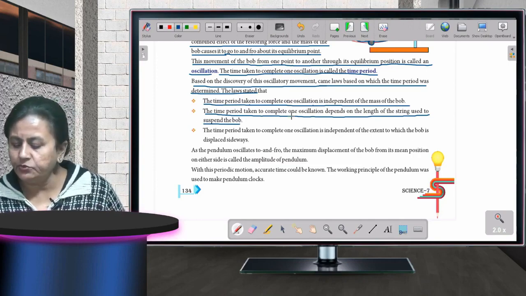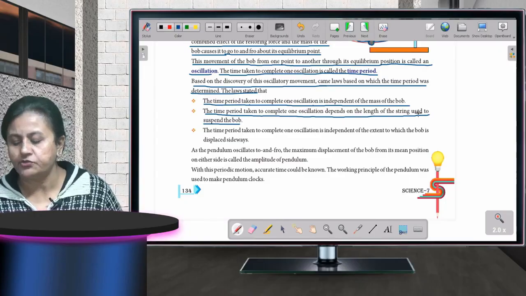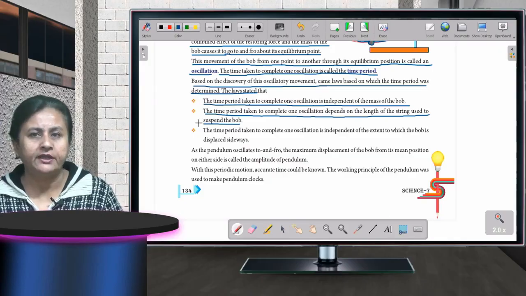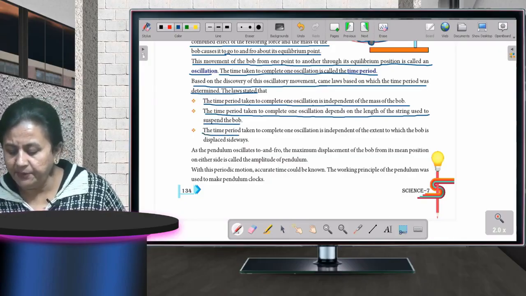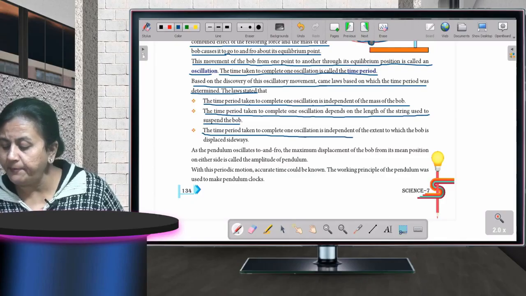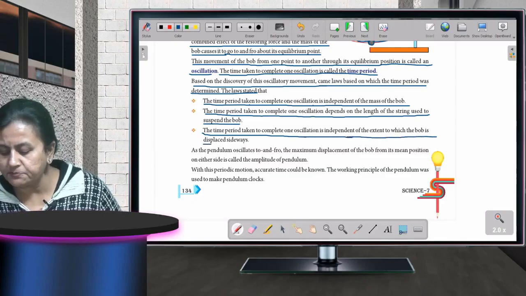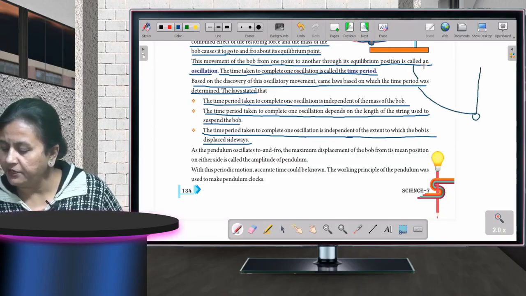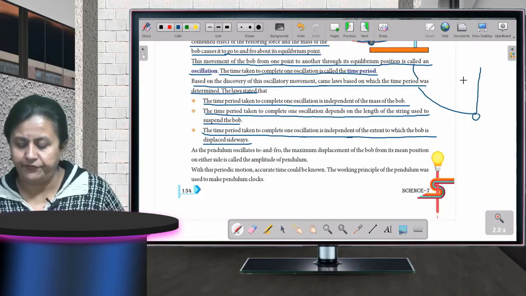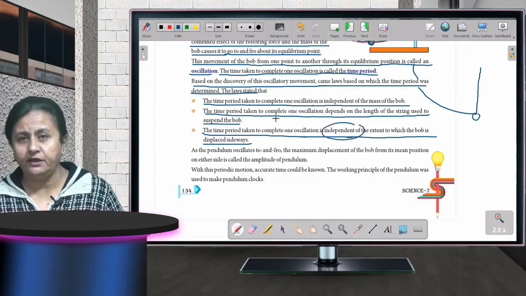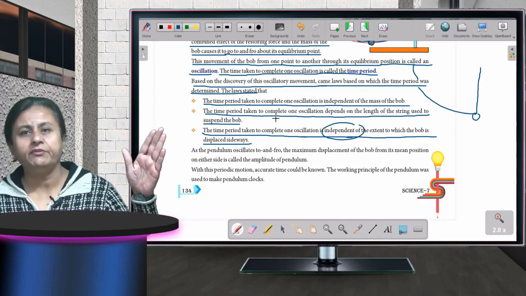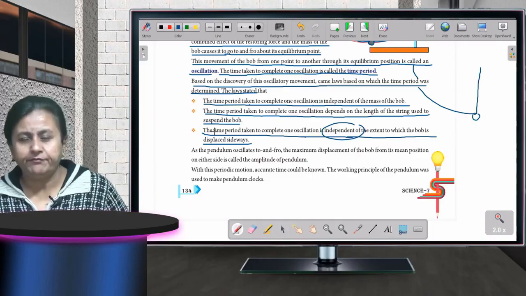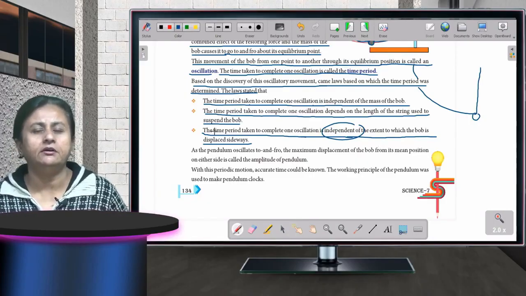The time period taken to complete one oscillation depends on the length of the string used to suspend the bob. The length of the string will play a very important role in that. Fine. Then the time period taken to complete one oscillation is independent of the extent to which the bob is displaced sideways. If I take this bob till here or till here, it will not make much difference because it is independent. Okay, to whatever extent we take it, it will not create any problem for time period. Fine, children? The time would be same.